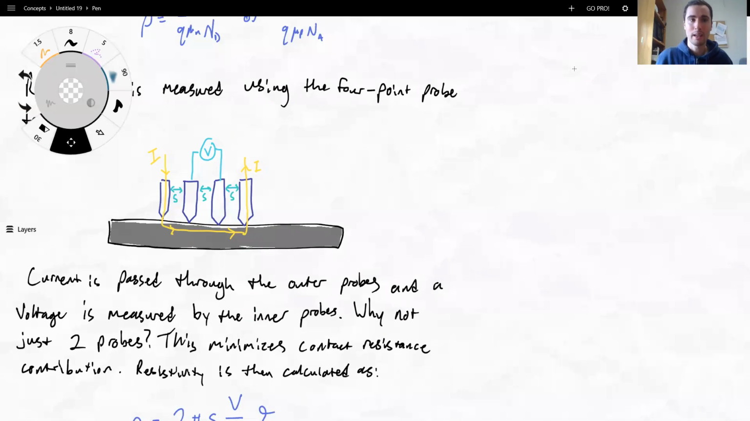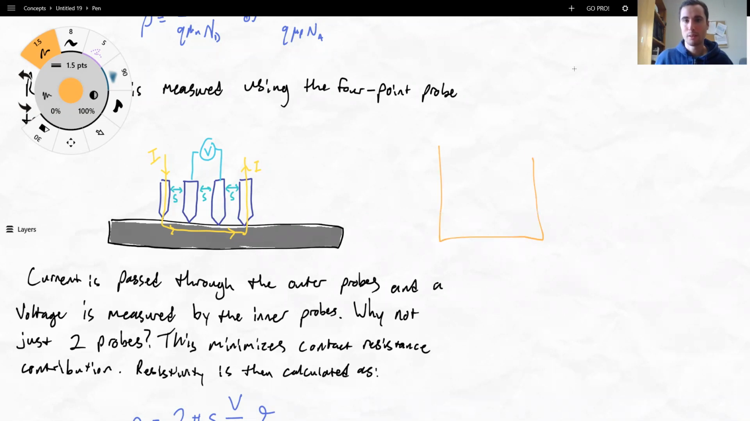If you're familiar at all with electrochemistry, you can think of it as why do we use 3 probes in electrochemistry. We have our counter electrode, which is where the current comes from, our reference electrode, which is how we measure the voltage, and our working electrode, which is doing the chemistry we care about. The current is flowing between 2 of these, but we're measuring the voltage between the other 2.